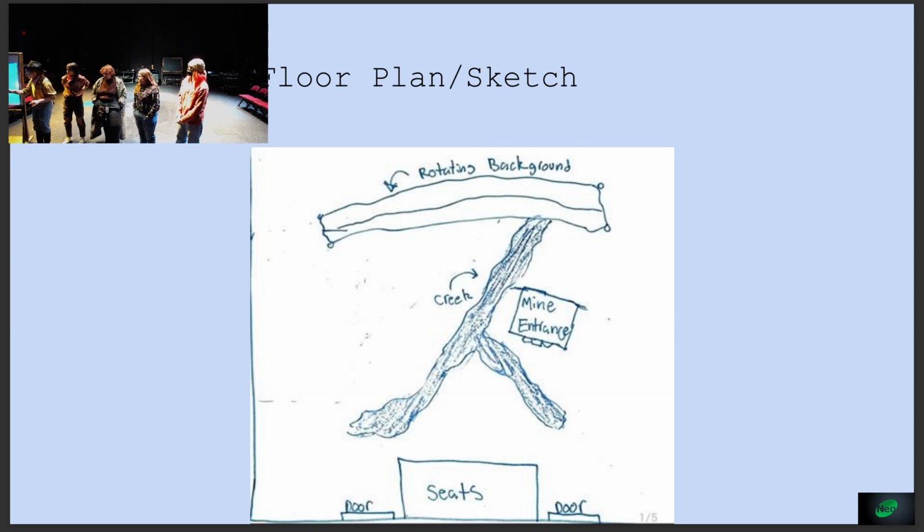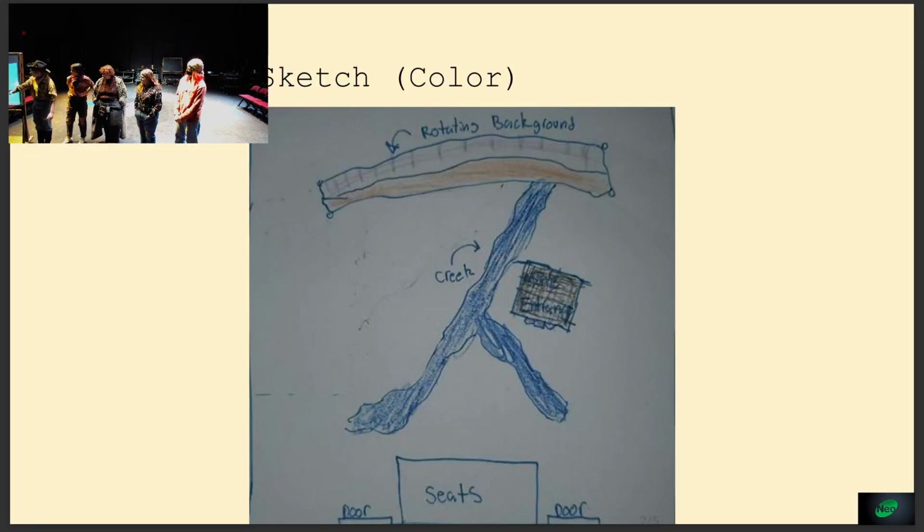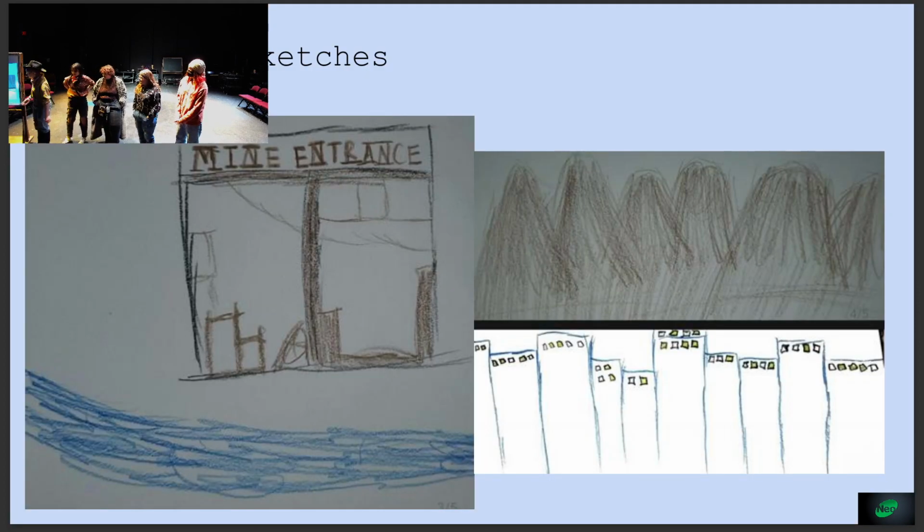So just to have an easy transition, we have the rotating background, and then there is a creek that we're going to have. And then something that we don't actually have physically in the set is just a little mine entrance with some extra props. And then this is the color version of it. And then these are just some more sketches, like this is the rotating background, these are some mountains for the western area, and then this is the city of Chicago, and that's with the creek and the mine entrance.